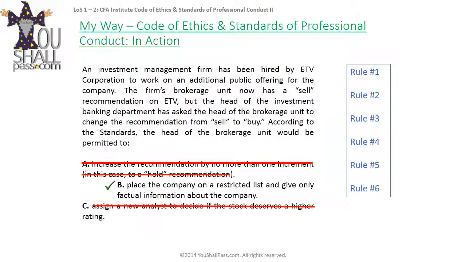The behavior laid out in choice B, that of only issuing factual information about the security and not providing any research opinion on that factual information, is just one of the ways this potential conflict of interest could have been avoided. However, in exam situations, if the correct answer is not leaping out at you, then rather than splitting hairs and wasting time, it's far quicker, far better to eliminate the obviously wrong choice or choices and then arrive at the correct answer by the process of elimination.